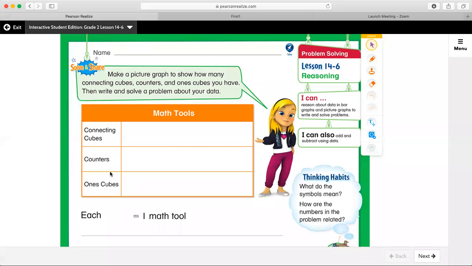Today we are going to be working on the last lesson of topic 14, and that lesson is called reasoning. What today's math is all about is looking at graphs and creating our own math problems to go along with our graphs.